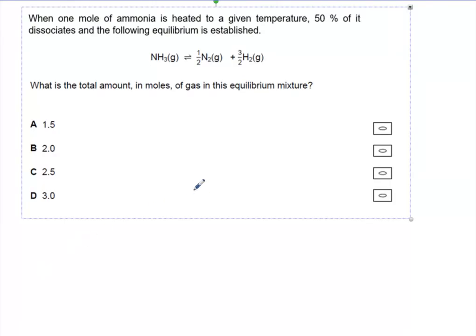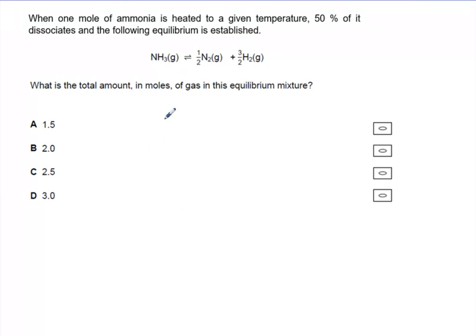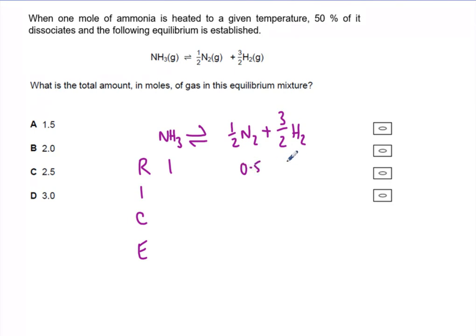What we've got here is a rice question. So set out your equation again, NH3 in equilibrium with a half an N2, because we've got moles of gas in the equilibrium mixture. Write down rice. And the ratio is 1 to a half to 1.5. The initial amounts, 1 mole of ammonia, no products at the start. When 50% had dissociated, so we've lost half of it, so we've got half left.